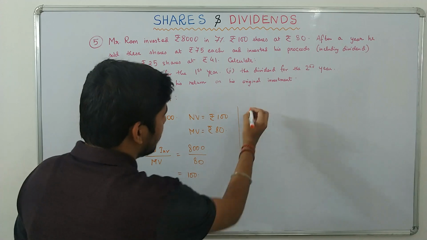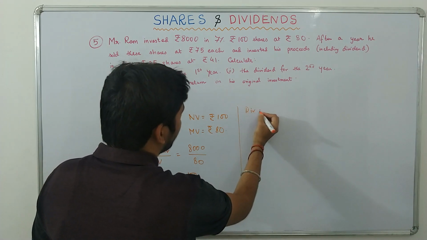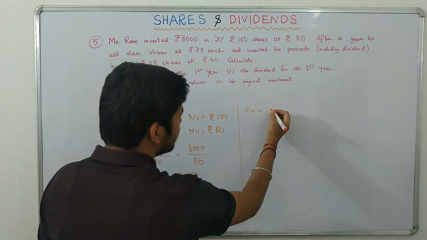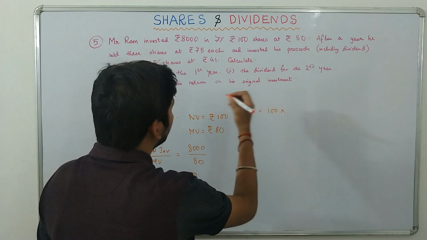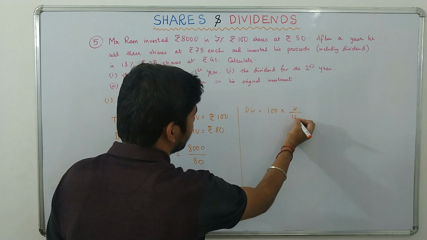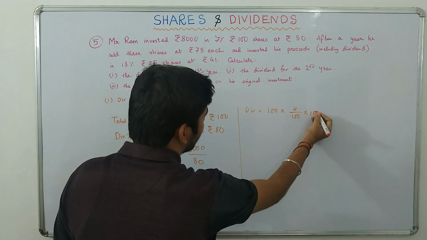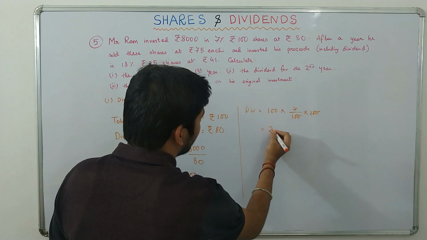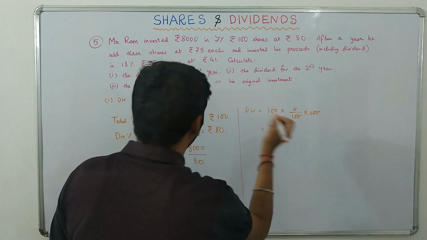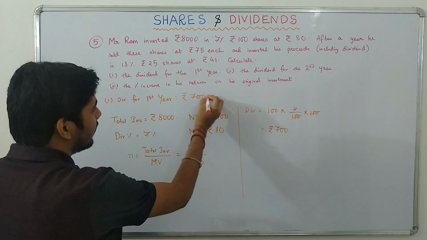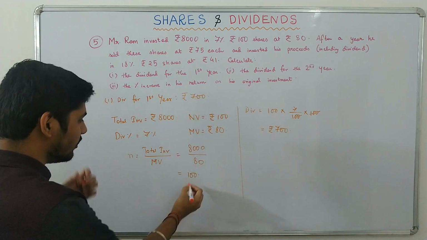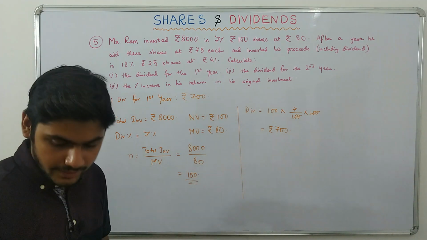Now we calculate the dividend. We know the formula for dividend, which is number of shares N into dividend percent divided by 100, which is 7 divided by 100, into the nominal value, which is 100. So we get the dividend as rupees 700. So the dividend for the first year is rupees 700 and the number of shares that he bought is 100. You have to keep that in mind.